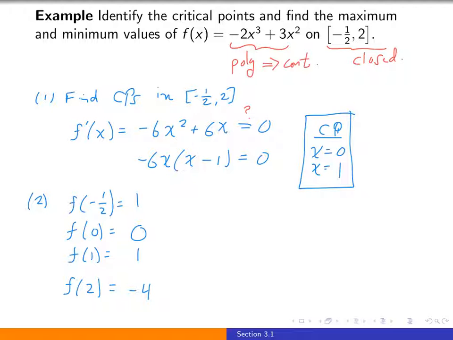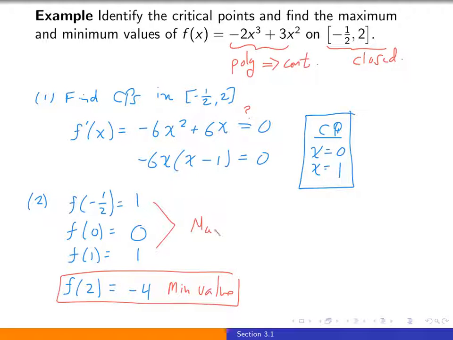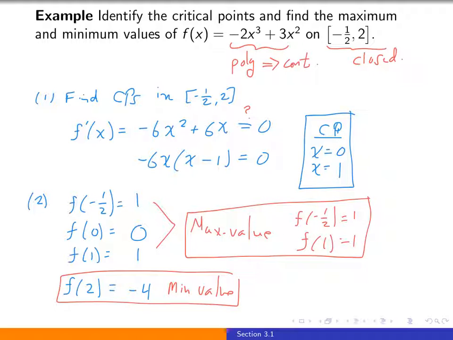And looking at these numbers, 0, 1, and minus 4, we see that minus 4 is the smallest. So minus 4 is the minimum value. And the largest number that we have is 1. So we have a maximum value of 1, which occurs at minus 1/2 and occurs at 1. And if that maximum or minimum value occurs at more than one point, we should somehow indicate what those points are.